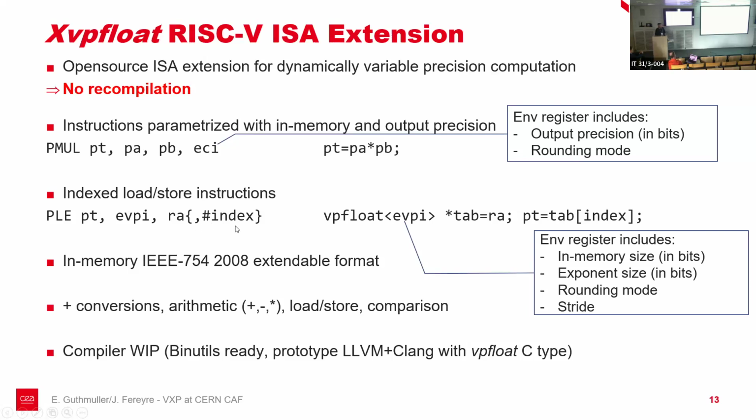Because something that we noticed earlier in the project is that as we are dealing with variable precision, to compute the address it can be costly to use integer multiplication. So we do this computation inside the instruction. It saves us some instructions, and it's much faster like this. In memory, we use the IEEE extendable format, a very standard high precision format, and we propose these arithmetic instructions.